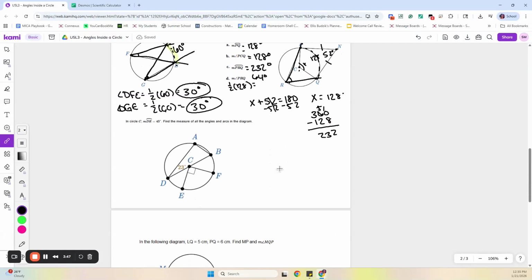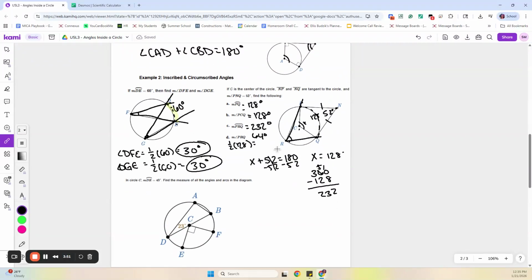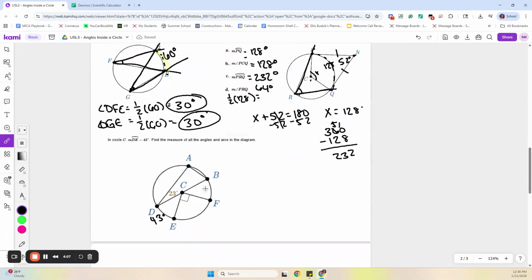And then for our last one, or actually, no, it's not our last one for this section, but we'll do our last one right now for this video. In circle C, DE is 43 degrees. So let's see, D to E is 43 degrees for this arc. Find the measure of all the angles and arcs in the diagram. Oh, wow. Okay. So if we know this is 43 degrees, that means the central angle over here that it's opening up to is also going to be 43 degrees.